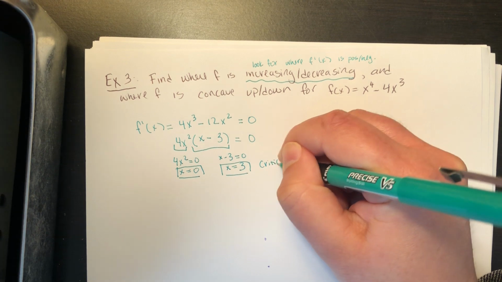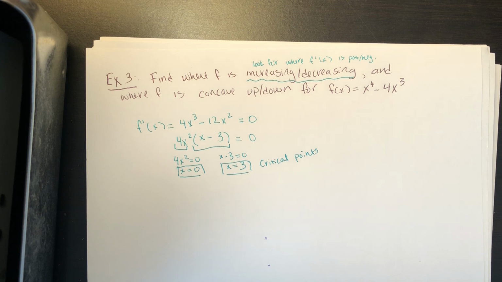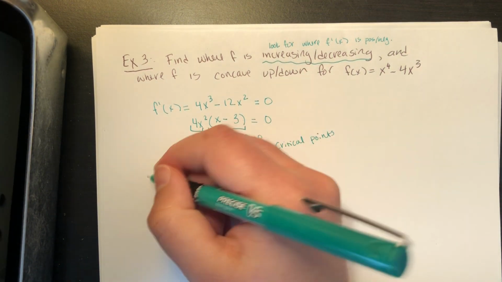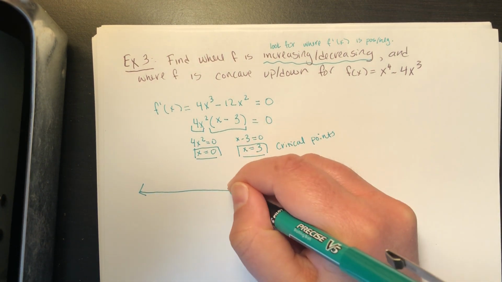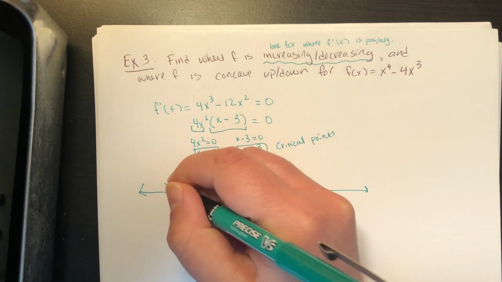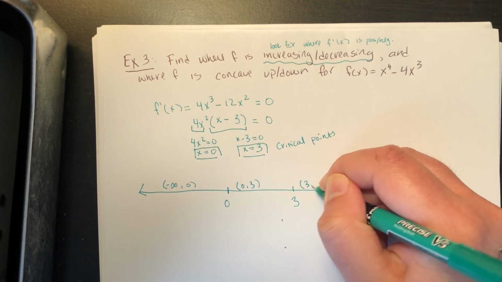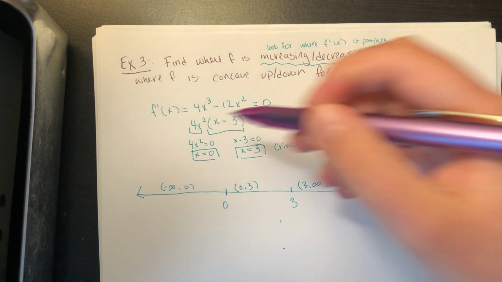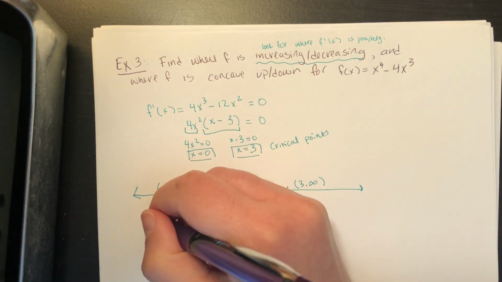And those critical points may or may not be relative or local maxes or mins, but we need to figure out the increasing and decreasing intervals before we can determine whether they're maxes or mins. Alright, so let's do just that. We're going to break up our number line, put 0 and 3. So our intervals here would be negative infinity to 0, 0 to 3, and 3 to infinity. And to determine where f is increasing and decreasing, we need to determine where f prime is positive or negative, right? So I'm going to plug in a point from each interval into f prime.